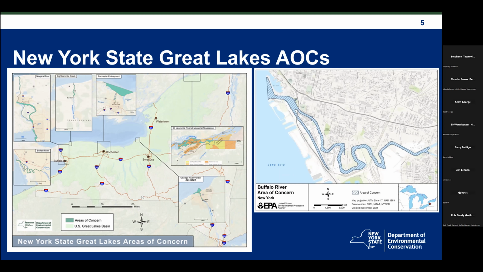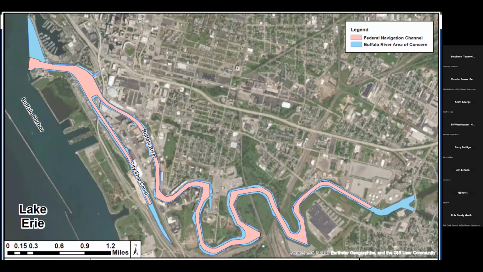and a large extent of the Buffalo River and City Ship Canal within the AOC boundary is designated as a federal navigation channel, which is maintained and routinely dredged by the U.S. Army Corps of Engineers to a depth of 22 to 23 feet below water datum. So here's a larger image of the Buffalo River AOC, and you can see in pink the area that is regularly dredged by the Army Corps and known as the Federal Navigation Channel.